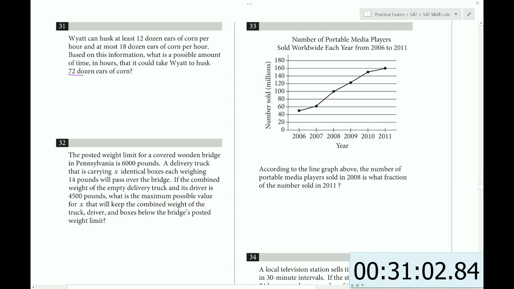So let's start with 12 per hour. We would do the division here, and we'd find he could do it in 6 hours. And then if we did 72 by 18, I believe that would be 4 hours. So we need somewhere between 6 hours and 4 hours, so let's just use 5 hours.